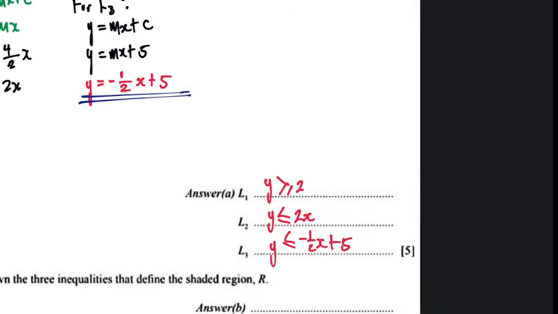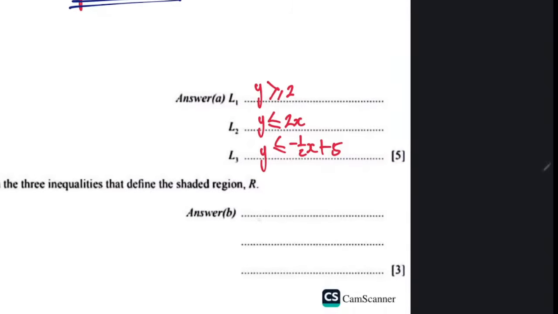Oh, they first wanted the equations of the line. Okay, so this is y. For inequalities, y is greater than or equal to 2. Y is less than or equal to 2x. Y is less than or equal to negative half x. Here they wanted them as equations. Y equal to 2. Here, y equal to 2x. Here, y equal to negative half x.